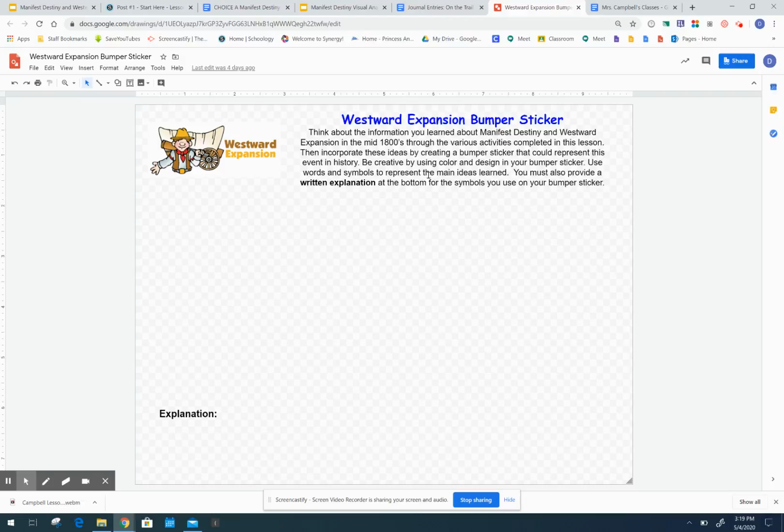So just go ahead and read the directions and use the Google Drawing tools up at the top to help you with your creativity in creating a westward expansion bumper sticker. And you can submit that if you want to. Again, that's optional for enrichment.